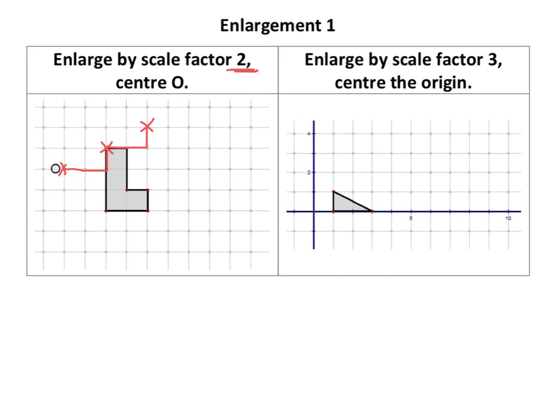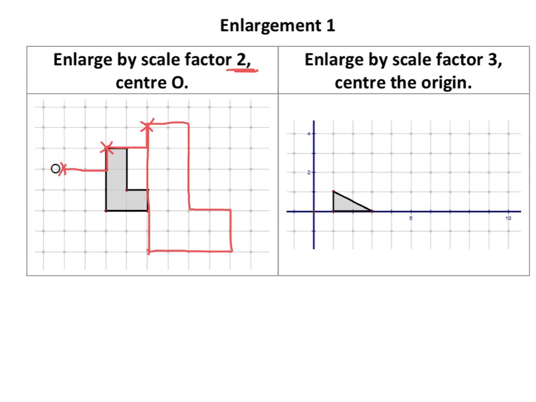Now from that point I should be able to double all the lengths on the original shape. So this first bit was 3 down, so I should go 3 and 1, 2, 3. So there you go. Across was 2, so I should go 4. And so what I'm doing now is doubling all the lengths.